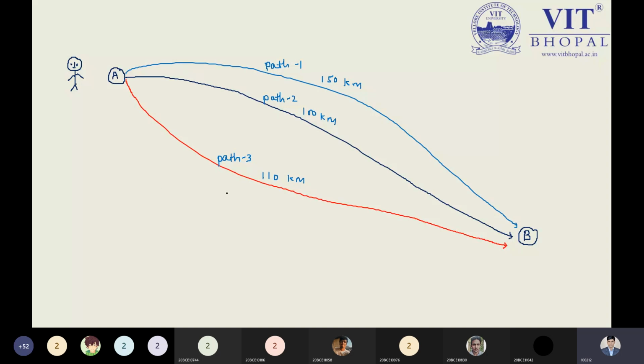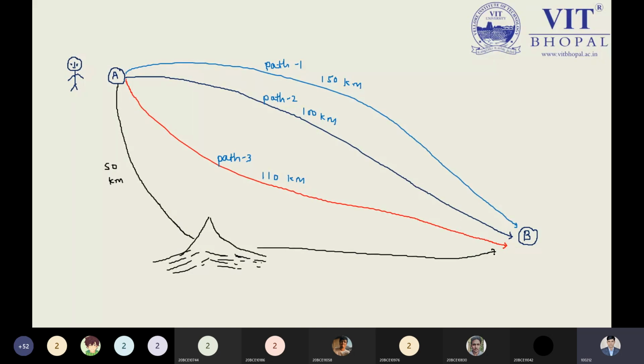All these paths are supported by very good road connectivity. Do not judge my drawing, I'm just trying to explain the idea I have in my mind. All these things are not mentioned in the books, but I'm taking a very simple concept. This path two you can cover by 50 kilometers, and this path you can also cover by, suppose, 35 kilometers.